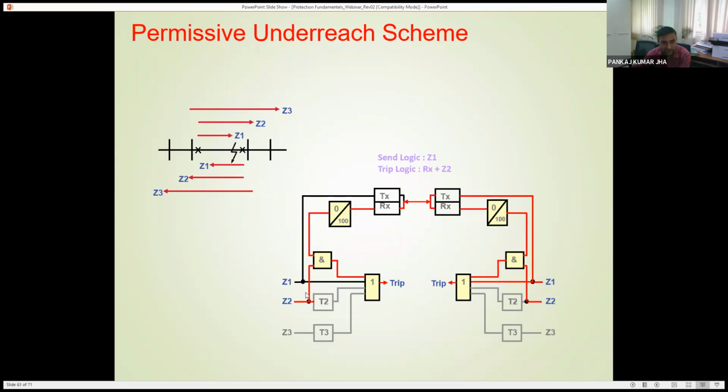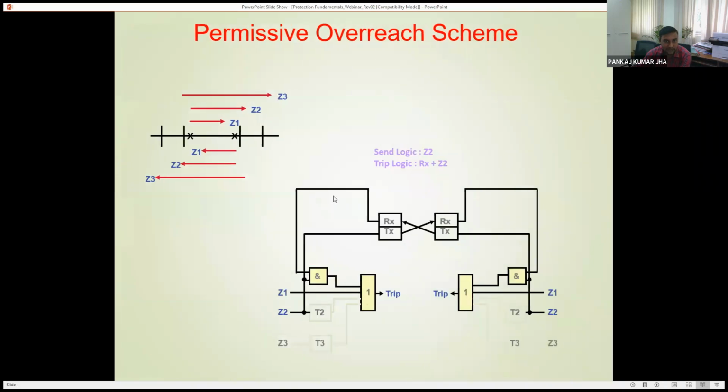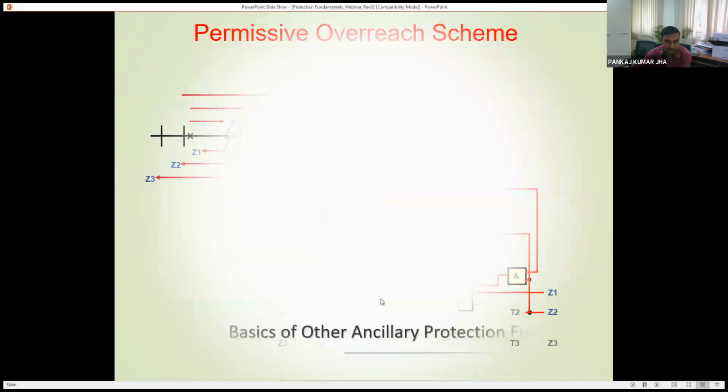So if you see here, this relay sees the fault in zone 1 at this end, and it has sent the carrier. This carrier is received at this end, and if zone 2 is in the pickup condition, it will issue the trip command. Likewise, for permissive overreaching, if there is a fault at this point, since this fault is in zone 1, definitely this fault will always be in zone 2. So this relay will send the carrier, and once the carrier is received here, and if zone 2 is in pickup condition, it will issue a trip command.